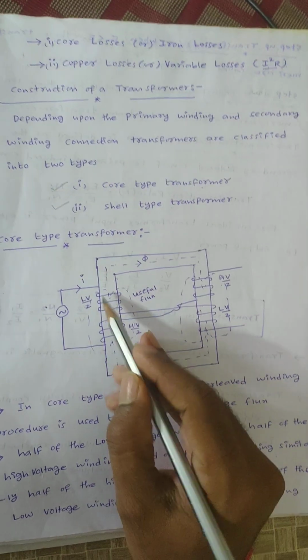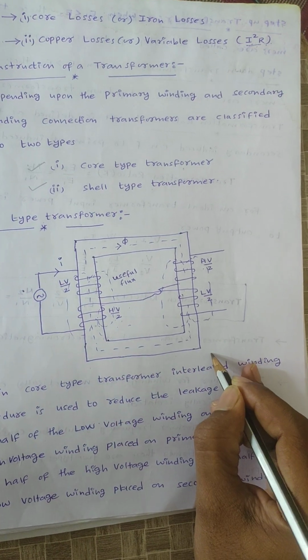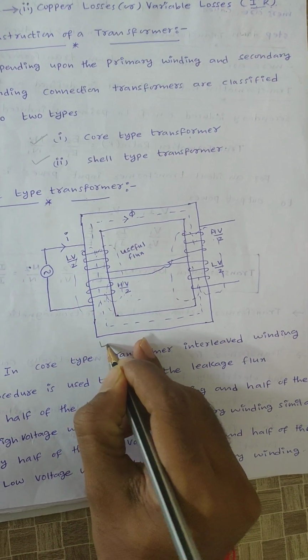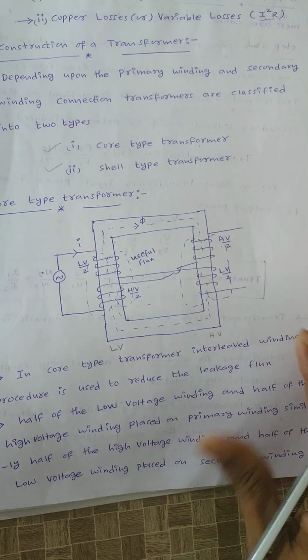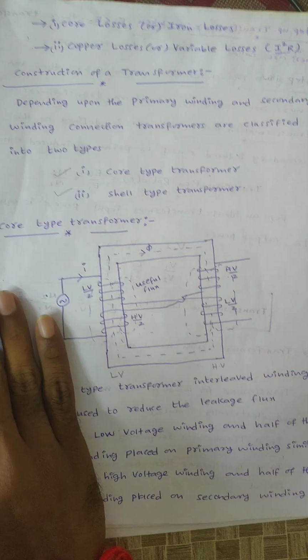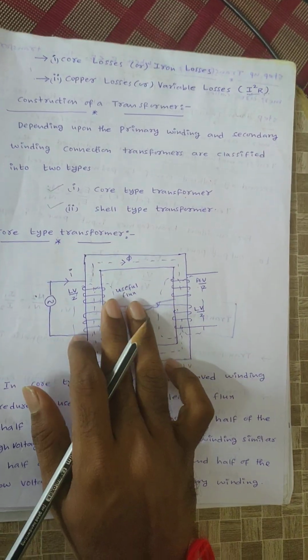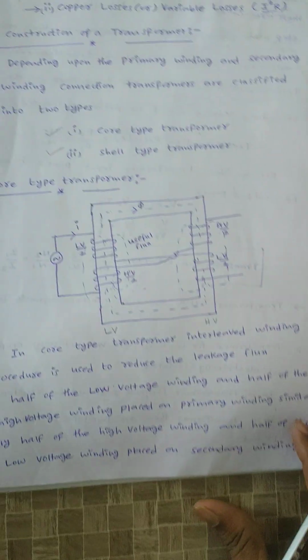Already we know that a transformer has two windings, that is primary winding and secondary winding. If we talk about the windings, one is LV winding and one is HV winding. LV means low voltage winding, HV means high voltage winding. In case of core type transformer, interleaved winding procedure is used. What is meant by interleaved winding procedure?